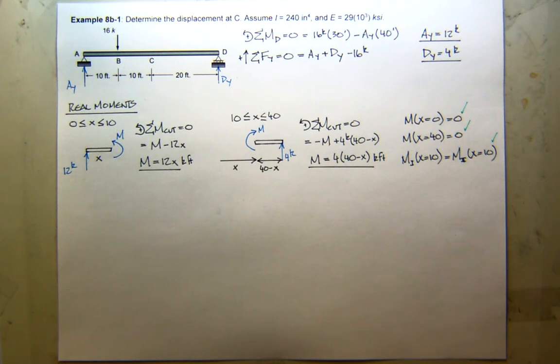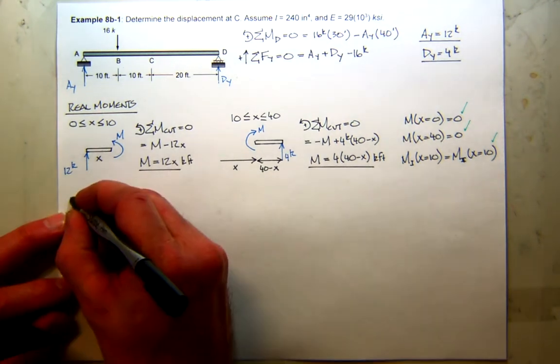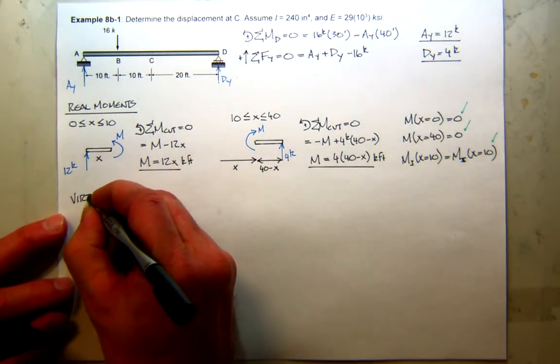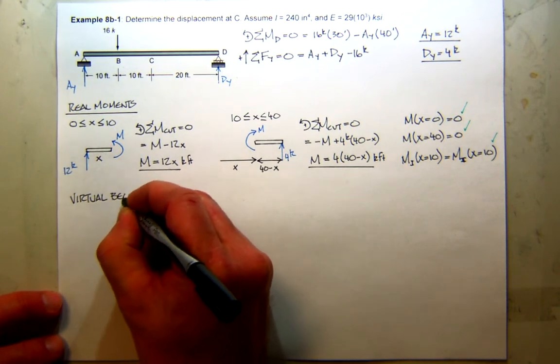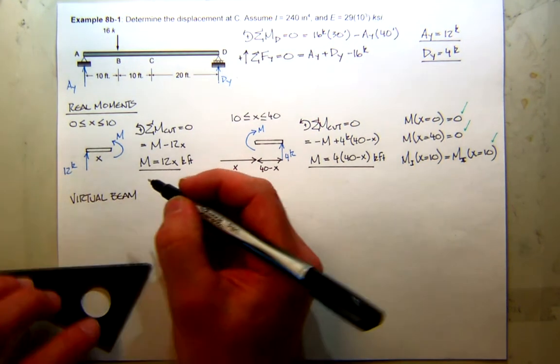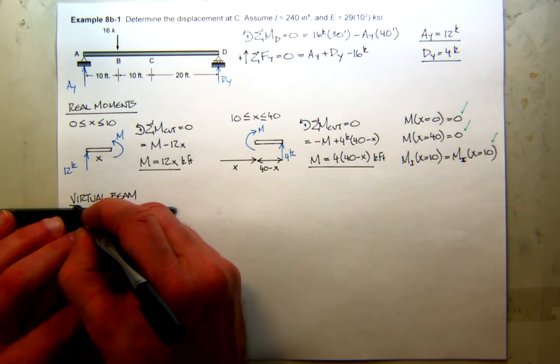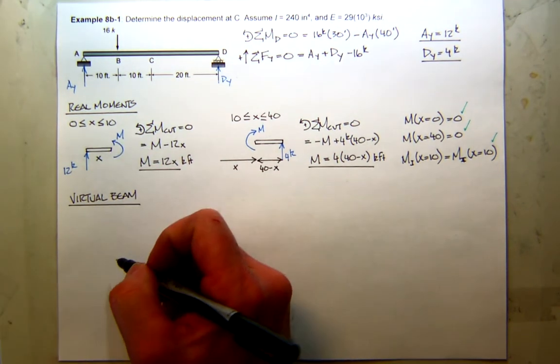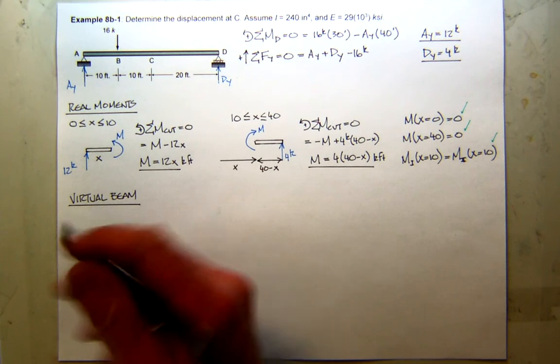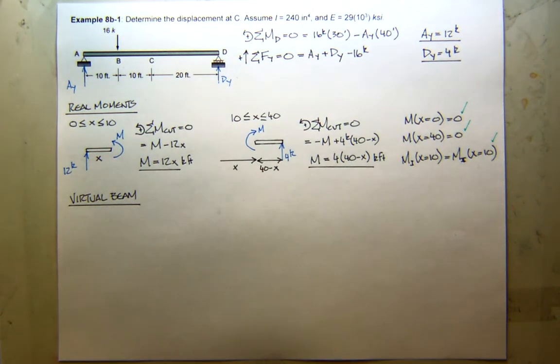Okay. Now we just have to do it again, but for the virtual beam. So let's see what our virtual beam would look like. I'm saying you're not quite halfway through. You've got the real moments. You're going to have to get the virtual moments. And to finish the problem off, you have to assemble them correctly so that you can write the virtual work expression. So what would our virtual beam look like?